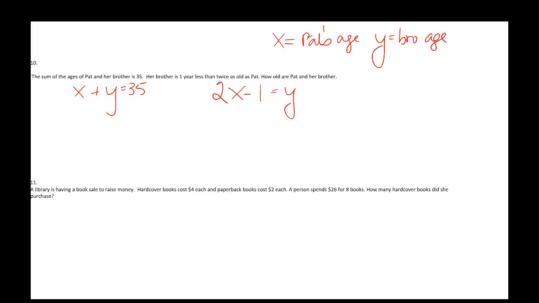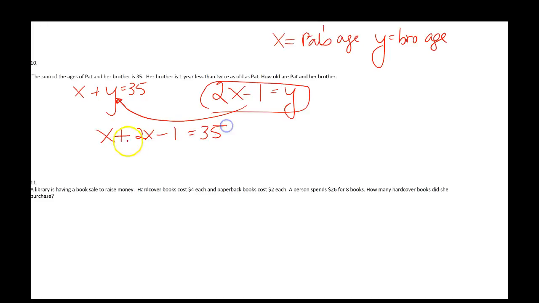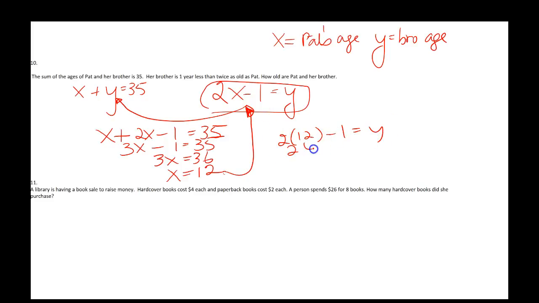All right, now I have two equations. Notice this one has y already all by itself, so I can substitute that in right there. So x plus the y of 2x minus 1 equals 35. 3x minus 1, add 1 to both sides. X equals 12. Now that's Pat's age. I can take that right back here to get her brother's age. 2 times 12 minus 1. 24 minus 1. 23. So Pat is 12 years old, and her brother is 23 years old.